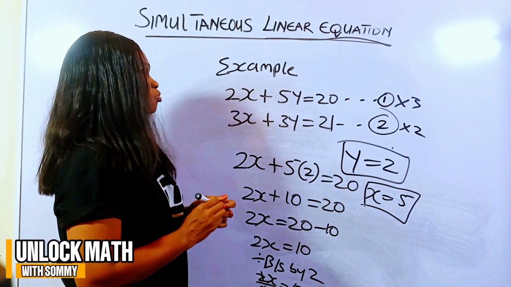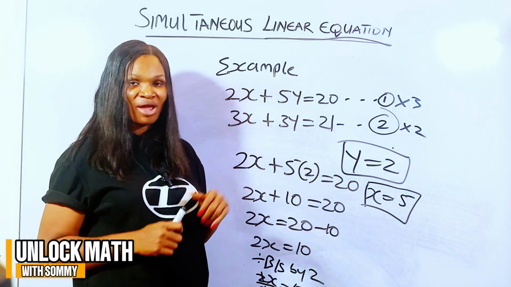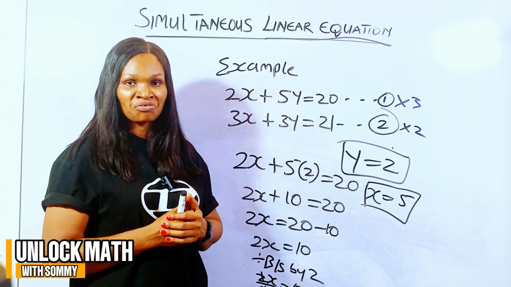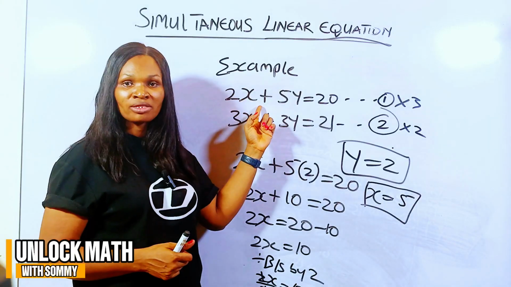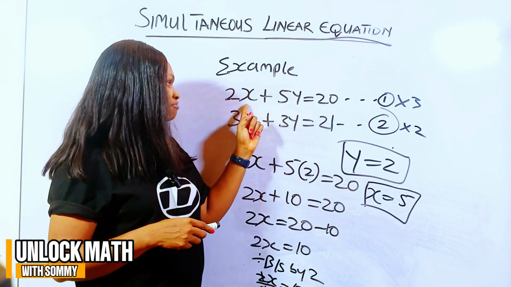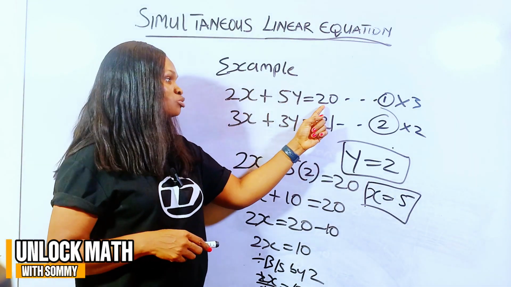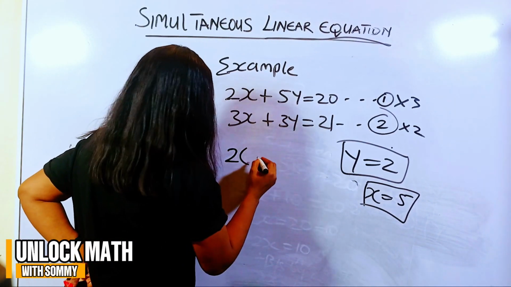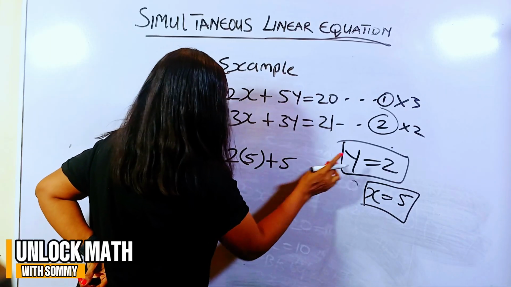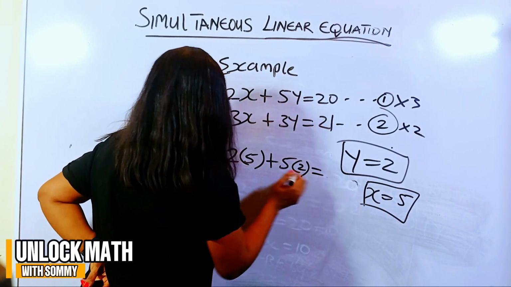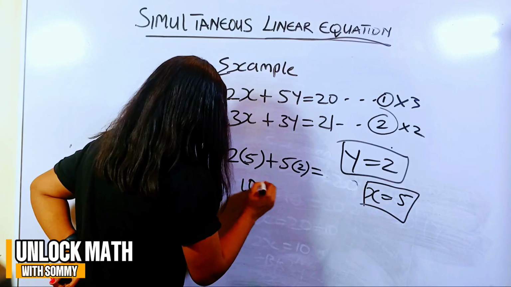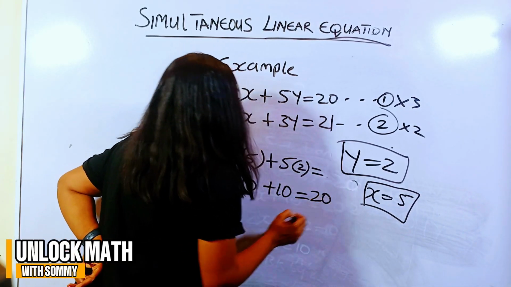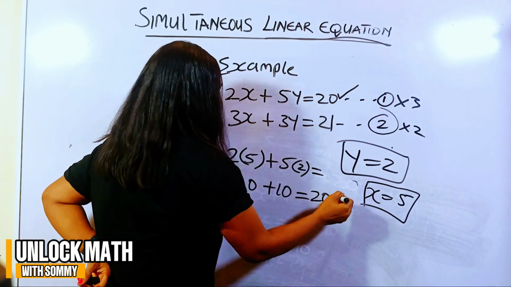So, now, we've gotten the value of our y and we've gotten the value of our s. The next thing is to find out if the values of s and y are correct by inputting them in equations 1 and 2, to see if we get 20 and 21. Let's start with equation 1. The value of our s is 5 and y is 2, so 5 multiplies 2 is 10, plus 5 multiplies 2 is 10, which is equal to 10 plus 10 is 20. Therefore, equation 1 is correct.